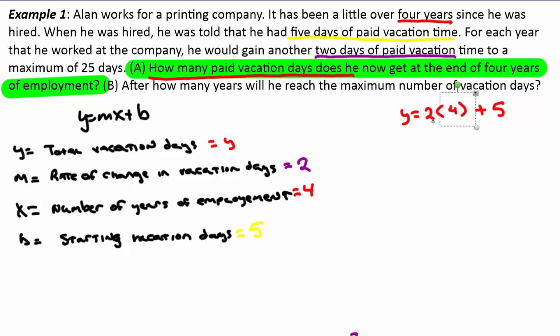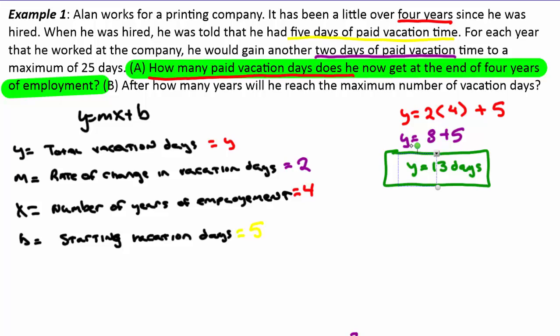And now we just need to solve for y using our order of operations. Parentheses, we don't have any parentheses to simplify. Exponents, there are no exponents in our equation. Multiplication, we have the 2 times 4, so let's go ahead and do that step. 2 times 4 is equal to 8. And we still have the plus 5. Now that we're done with multiplication, we have some addition and subtraction to do, which is the 8 plus 5. And 8 plus 5 is going to give us a total of 13 days of paid vacation. So that answers question A. He has 13 days of paid vacation.